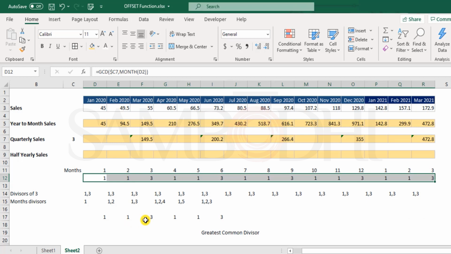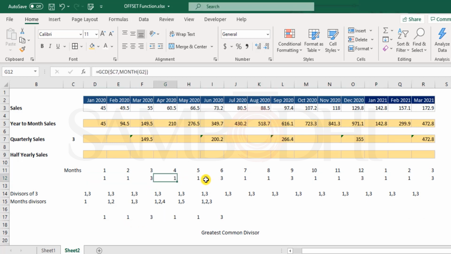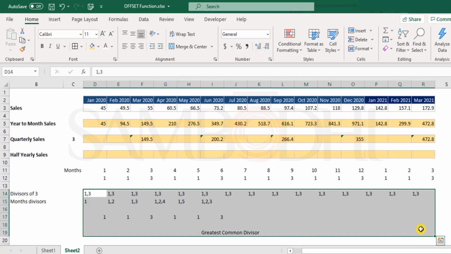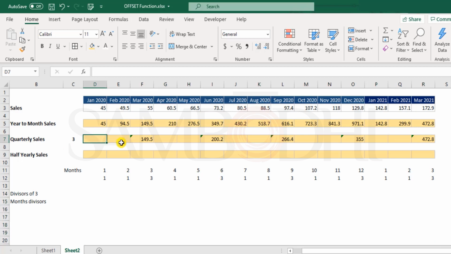So we have 1, 1, 3, that's matching. Again, 1, 1, 3, that's exactly matching, and it will go on. So this is the logic applied over here, and we get this result. How do I apply this?